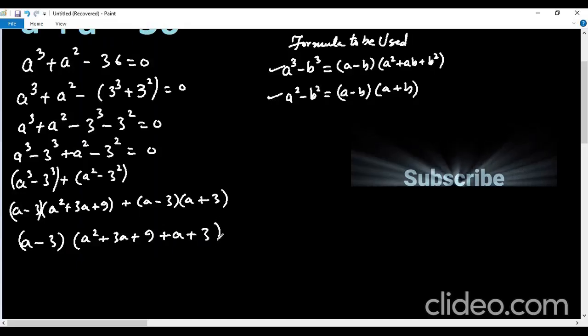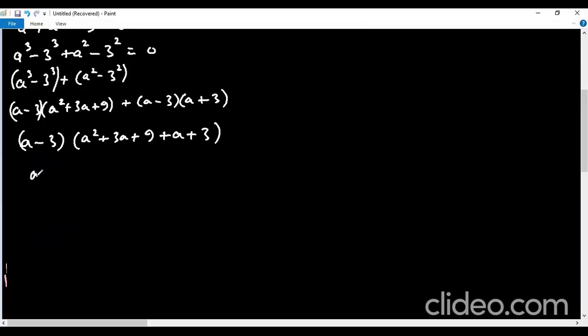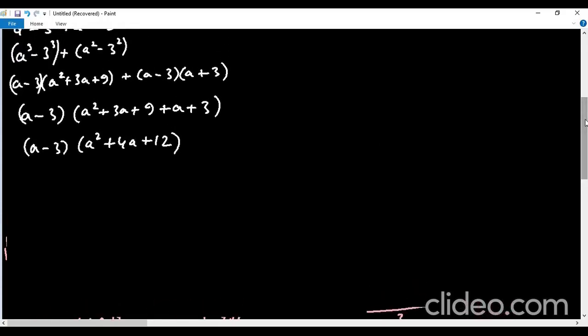So ultimately what you have now, a minus 3, and here you have a square, 3a and 1a gives a 4a, so you write plus 4a, and 9 plus 3 is going to give you a 12. That's how we are finding out imaginary values. In here it gives you a minus 3 is the first value, which is giving you a plus 3. This is what we found out in the very beginning, but we are more interested in all the values.